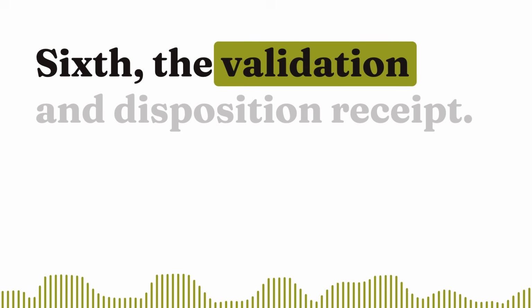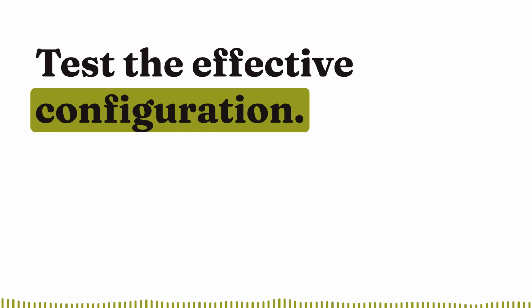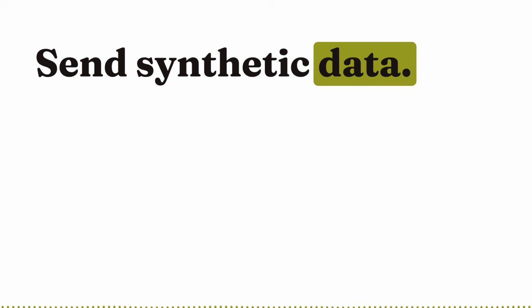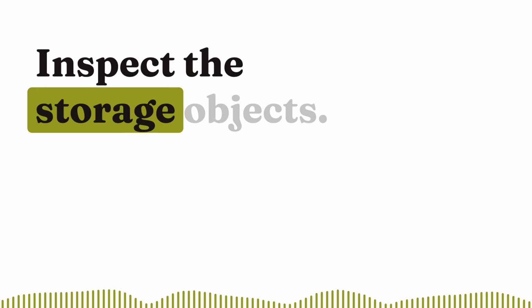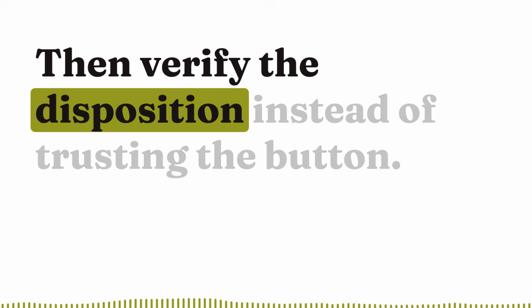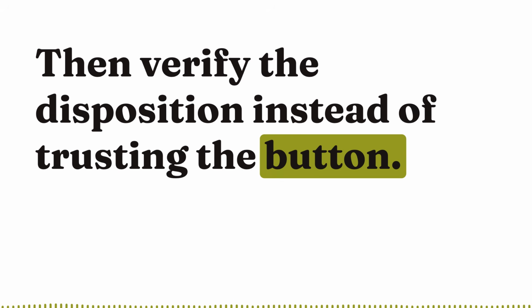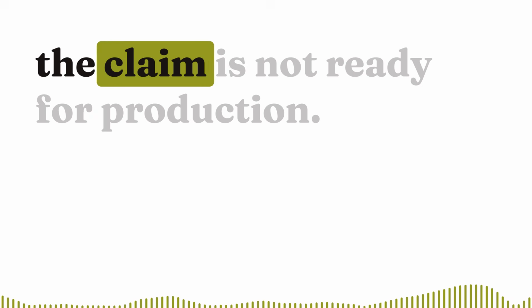Sixth, the validation and disposition receipt. Test the effective configuration. Send synthetic data. Inspect the logs. Inspect the trace. Inspect the storage objects. Inspect the downstream record. Disable the workflow. Delete what should be deletable. Then verify the disposition instead of trusting the button. Decision rule. If the team cannot reproduce the evidence, the claim is not ready for production.